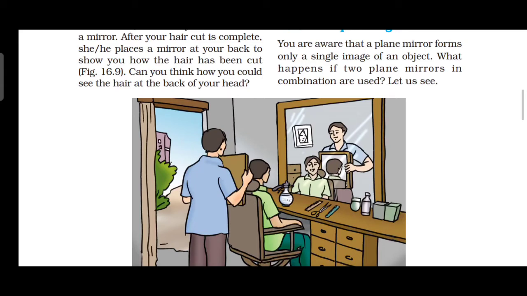Why are they using that mirror? It is like a periscope, which makes use of two plane mirrors. Okay. Here, the reflection from two mirrors enables you to see the objects which are not visible directly. Okay. So they are using what? Another mirror to see the backside of your head. Okay. It is a periscope.